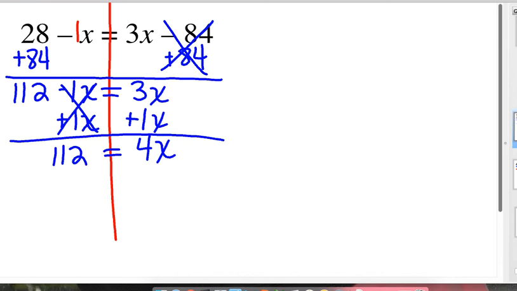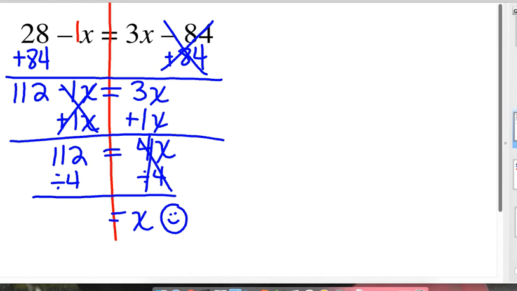Isolate your variable. Get that grumpy variable alone, so we're going to divide by that 4. Bye-bye to the 4s. x is alone. He says, thanks for all your hard work. You did a nice job. And 112 divided by 4 is 28. Final answer.